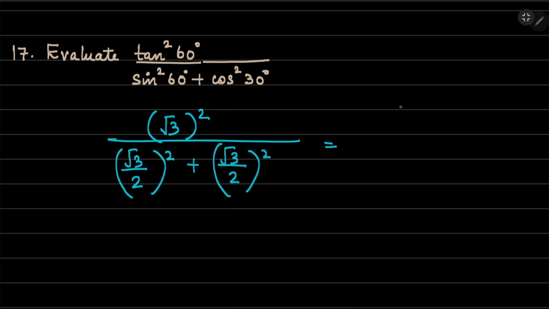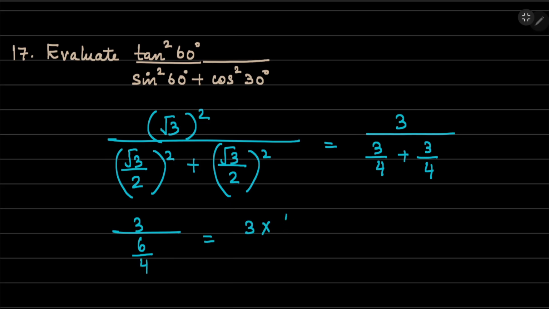Solve it. Root 3 the whole square is just 3, divided by 3 by 4 plus 3 by 4. So here you have 3 divided by 6 by 4, which is nothing but 3 multiplied by the reciprocal, flip the denominator. So 6 by 4 when it comes to the numerator becomes 4 by 6. So 3 2s are 6, and then 2 2s are 4. So the answer is 2.